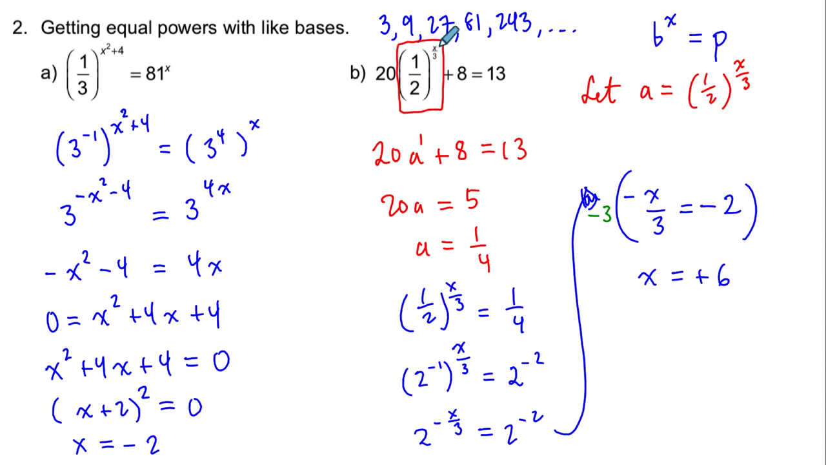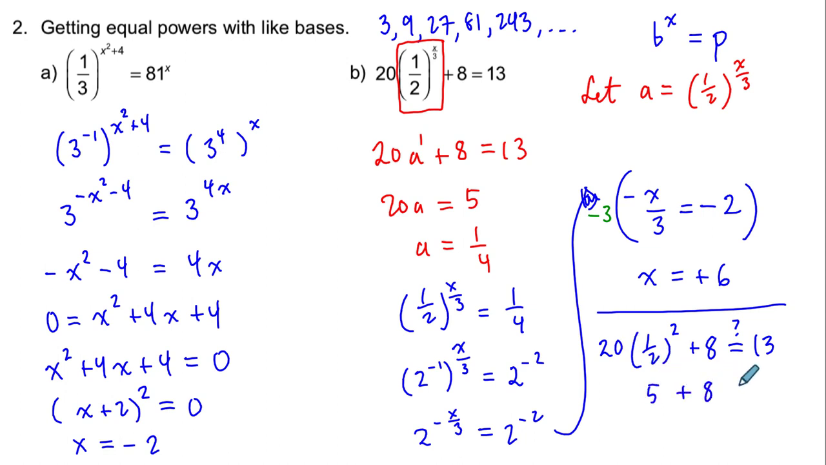You can substitute that value in and make sure that we have the right answer. Let's just do it quickly. In fact, I'll put a quick working out here. We get 20 multiplied by 1/2 raised to the exponent of 6 divided by 3, which is 2, and then plus 8, and we're questioning if that's indeed equal to 13. A half squared is 1/4 because it's a half times a half, and a quarter of 20 is 5. Lastly, 5 plus 8 indeed equals 13.